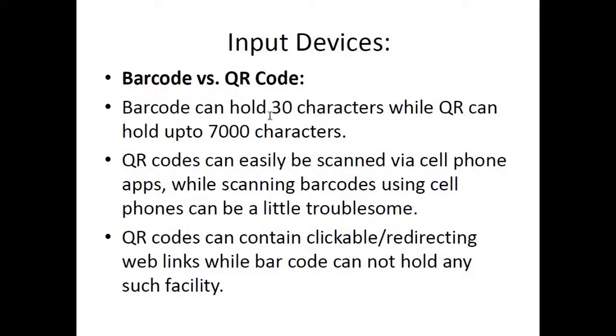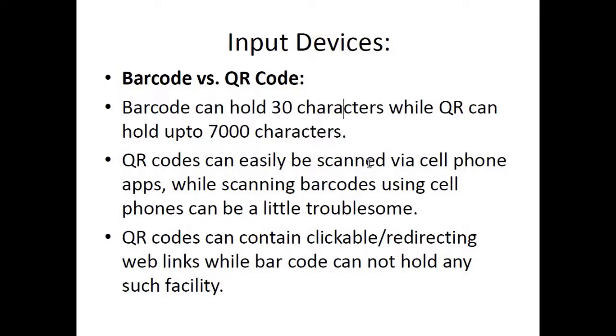Barcode versus QR code. Barcode can hold up to 30 characters only. Just remember, barcode can only hold numerical characters, whereas QR can hold up to 7,000 characters. Alphanumeric characters means it can include special characters. It can include alphabets and numbers as well.